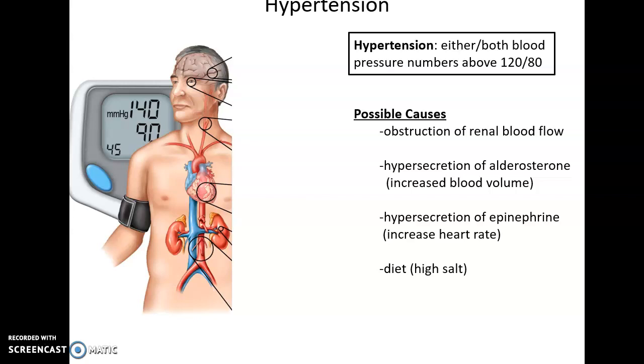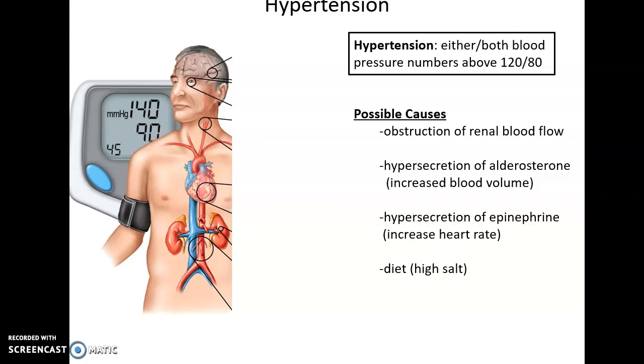It could also be caused by hypersecretion of epinephrine, or commonly known as adrenaline. Hypersecretion of epinephrine, too much epinephrine being produced, would cause the heart to beat faster, to beat harder than it needs to. And the heart is working harder, it increases the blood pressure.